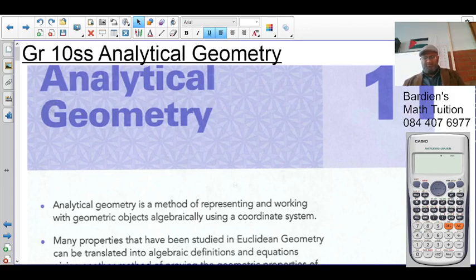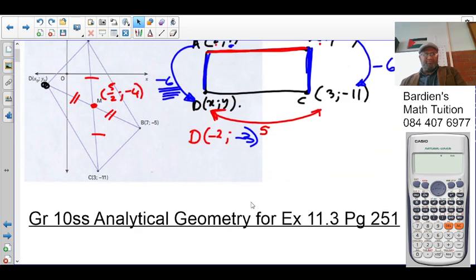Okay, good morning class. So today we're looking at analytical geometry. We're looking at the examples for exercise 11.4.